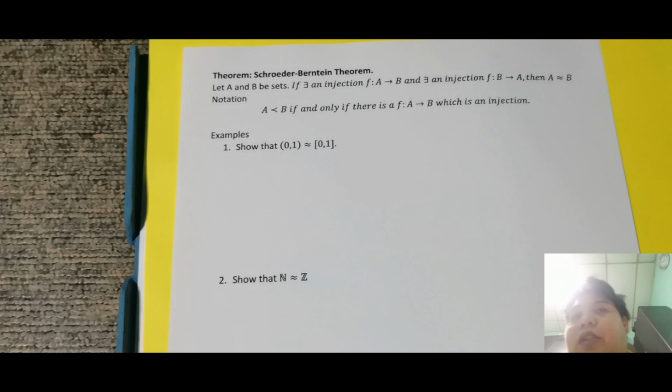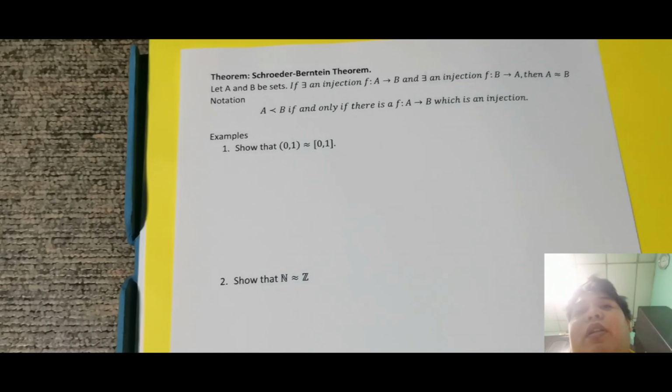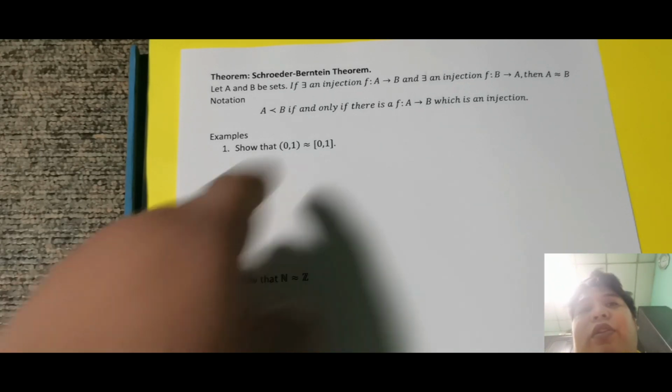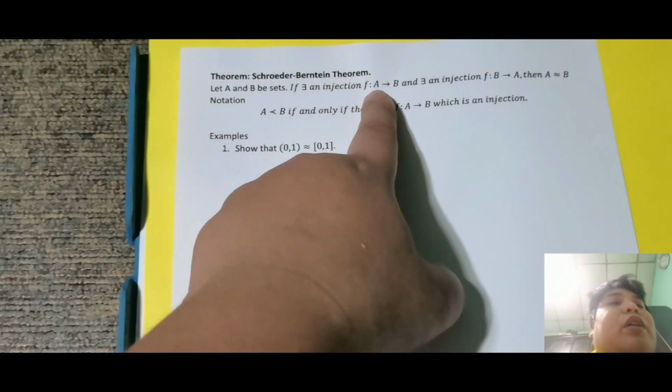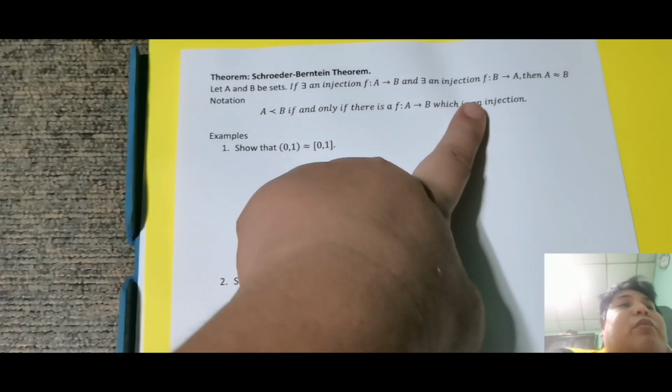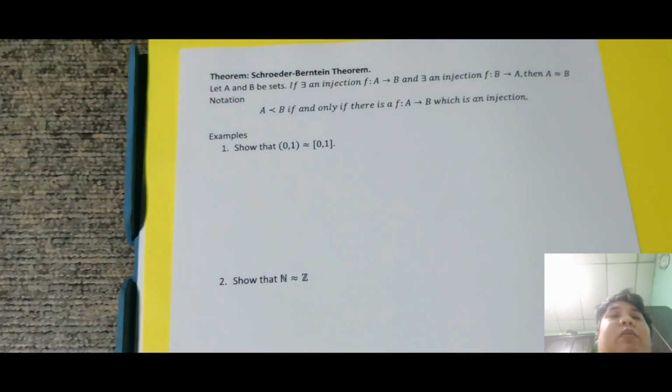Okay, so this is another theorem. This is the Schroeder-Bernstein theorem. Okay, so what is a Schroeder-Bernstein theorem? Let A and B be sets. If there is an injection f mapping from A to B, and there is an injection f mapping from B to A, then A is numerically equivalent to B. Yun yung ibig sabihin ni Schroeder-Bernstein theorem. Again, kung makakreate ka ng function from A to B na injection or injective, tapos makakreate ka ulit ng another function from B to A na again injection, therefore A is numerically equivalent to B. Napaka-useful ng theorem na to.